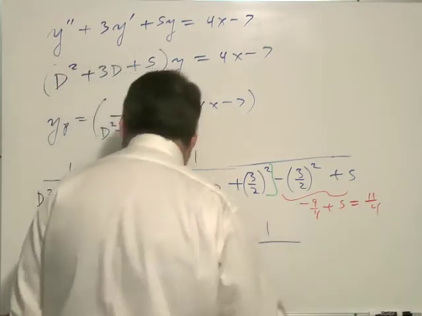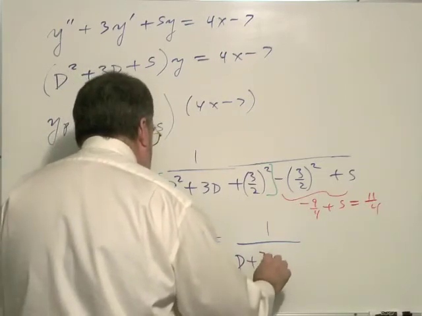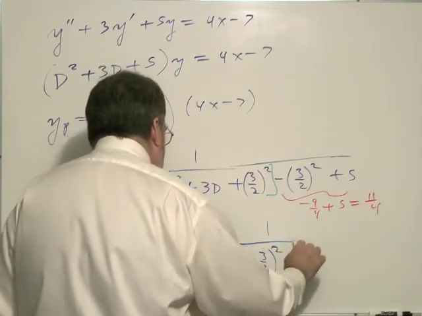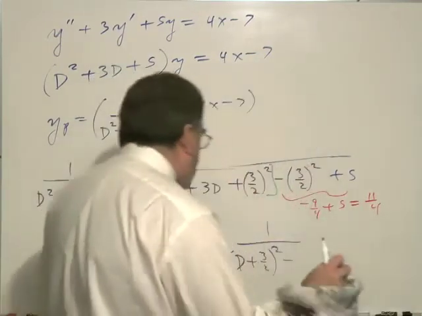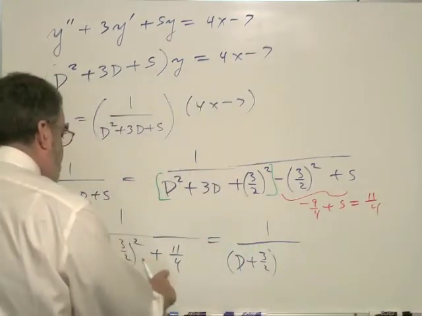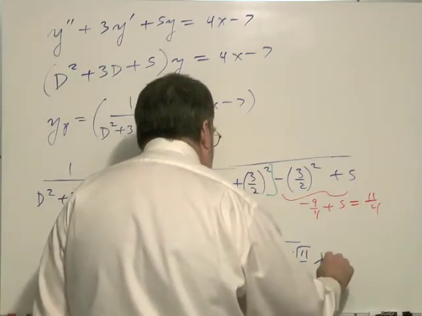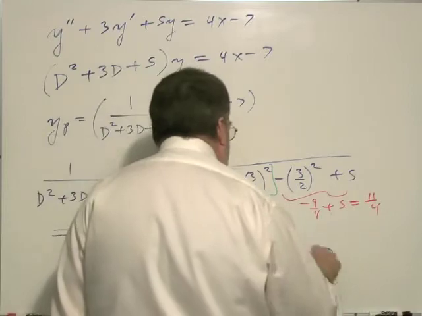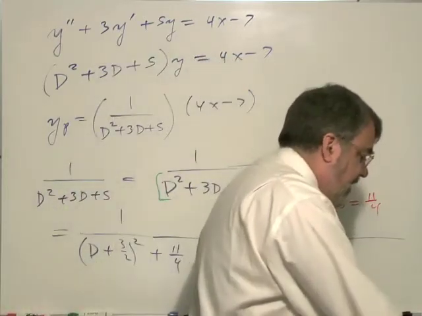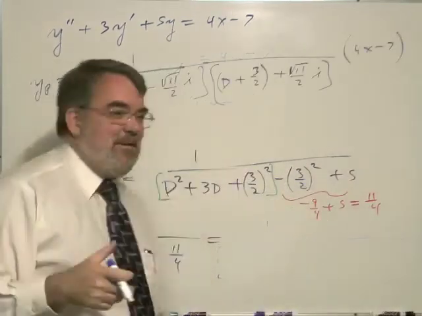So it's 1 over D plus 3 halves squared, first power, D plus 3 halves, and then minus the square root of 11 over 2i times, I tell you what, that looks pretty ugly. Let me go up and do a little erasing and I'll write it a little more clearly. Okay, we'll try this again.